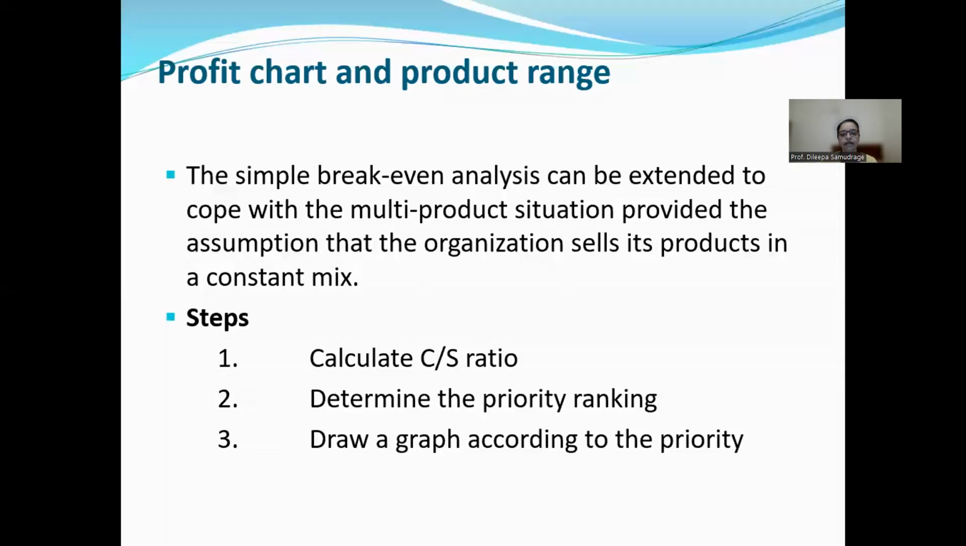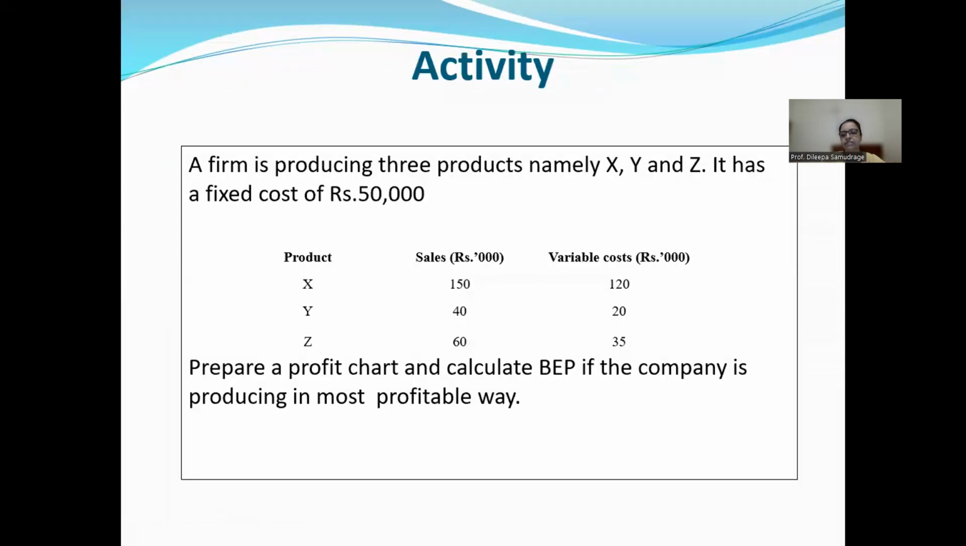First, you have to find out the CS ratios of each product. Then you have to determine the priority ranking based on the CS ratio. Then accordingly, you can draw the graph, right? Clear? So these are the steps that you have to follow. Clear? Yes, madam. Then let's look at this question.